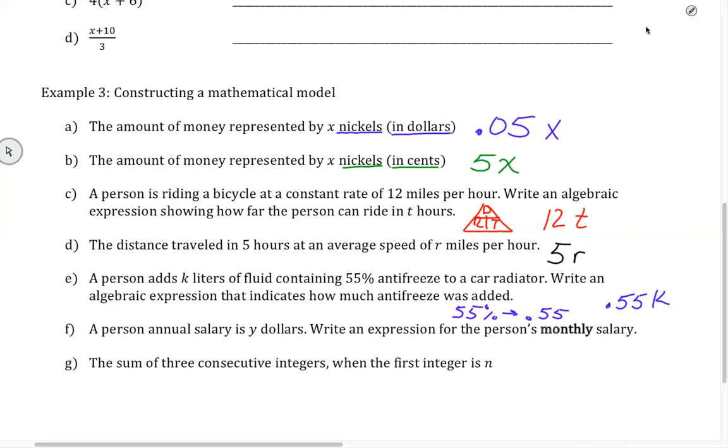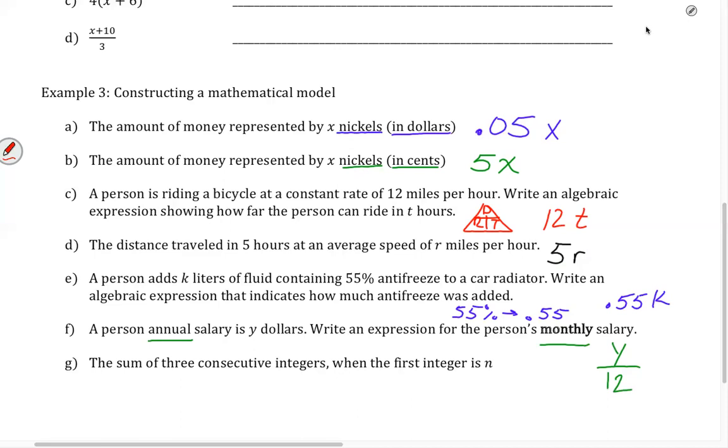Now it says a person's annual salary is y dollars. Write an expression for the person's monthly salary. Well, annual means per year, and monthly means per month. So I need to figure out how much I get per month. What I need to do here is figure out how many months are in a year, and that's 12. So I'm going to take my annual salary and divide it by 12.